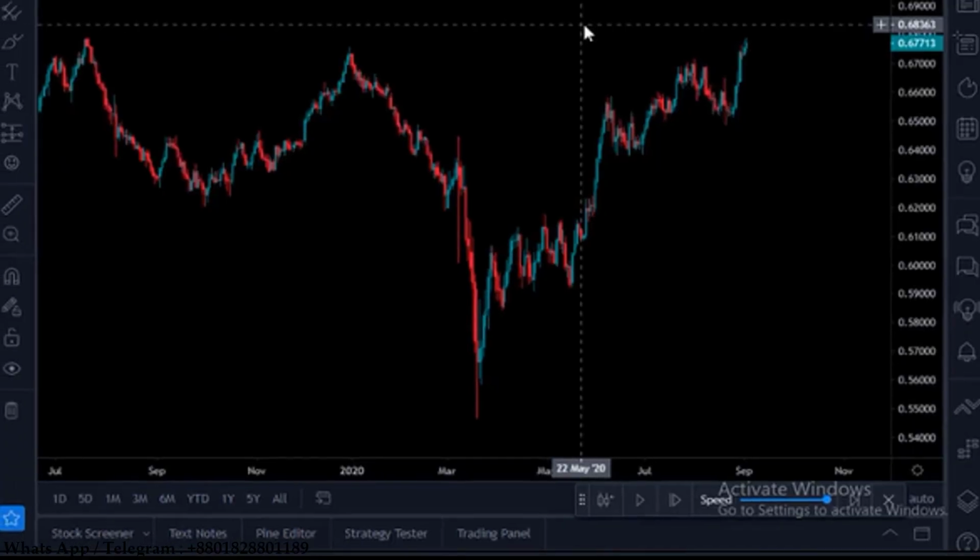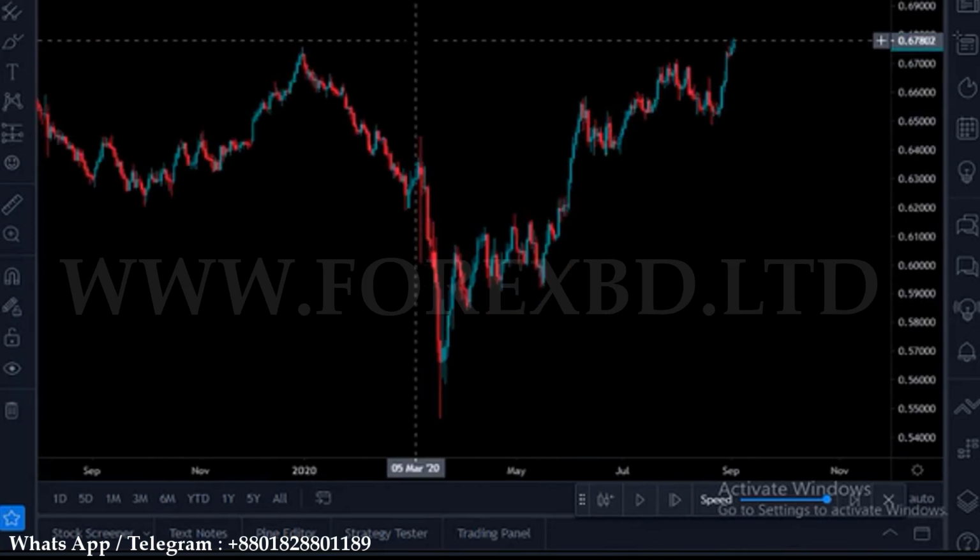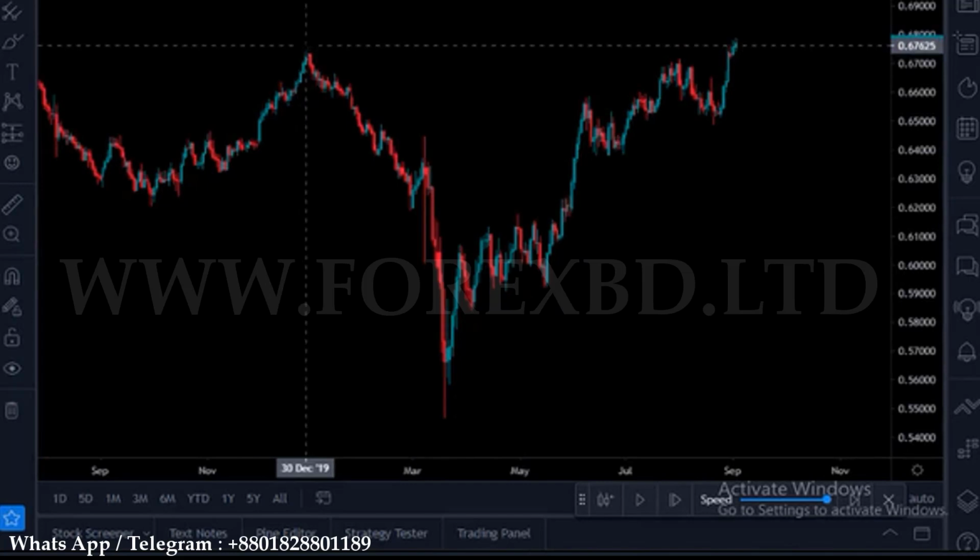So let's go. So I came to TradingView to show you this analysis. From here I will show you in detail. You can see I am in the NZD/USD pair. So I am in the daily time frame now. Here I will see if I get any kind of double top pattern or double top level. See, there is a double top area.